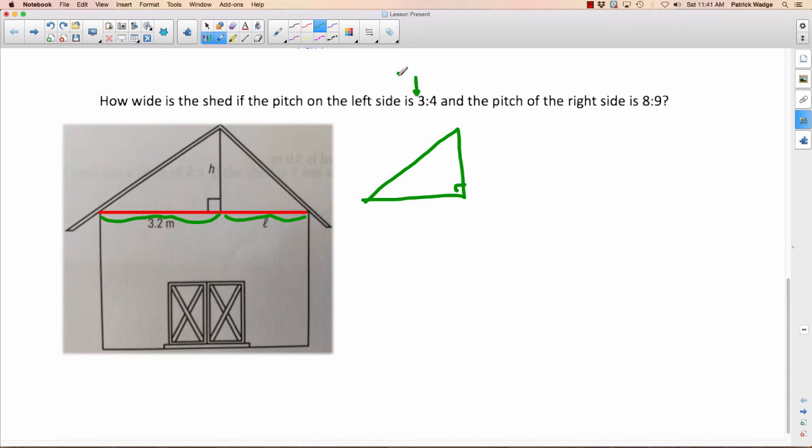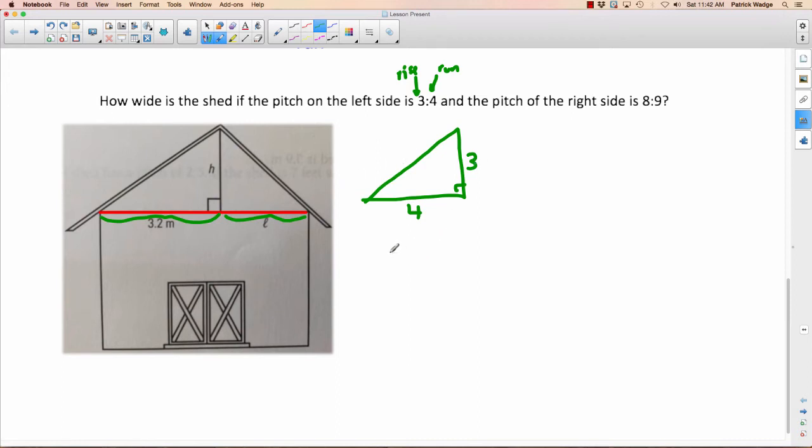Well, slope is rise over run. So in other words, it's 3 as the rise and 4 as the run. But wait a minute, it's not actually 4, it's 3.2. What's going on here? Well, this is just a lowest terms, easy way of expressing it, and this is what it really is. So guess what we're going to have to do here? We're going to have to set up a proportion.